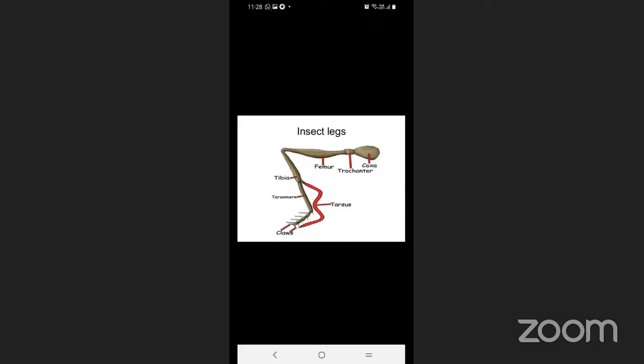How many pairs of legs are there in the honeybee? Six, the same. First, second, hind. Forelegs, mid legs, and hind legs. All insects will have six legs attached to the thoracic region of the body, not to the abdomen.